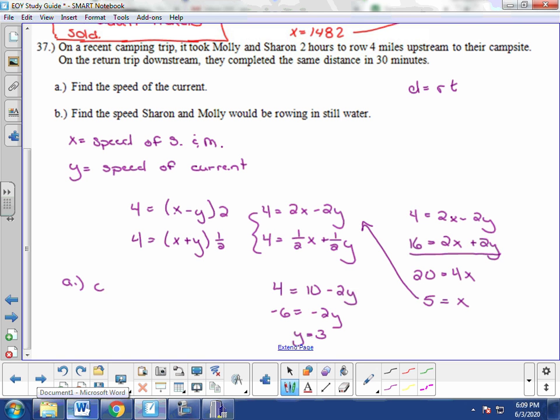So the current is traveling 3 miles per hour. Find the speed of Molly and Sharon. So Sharon and Molly together were rowing at a speed of 5 miles per hour had there been nothing helping them or nothing working against them.